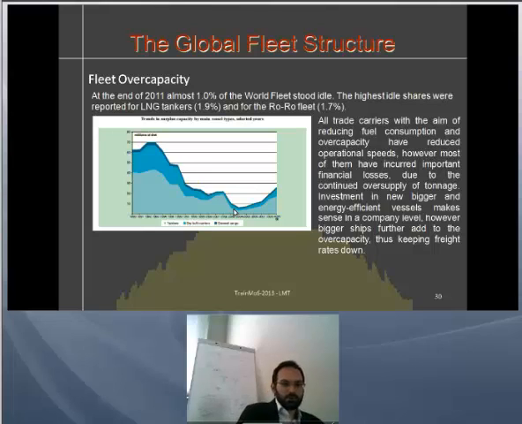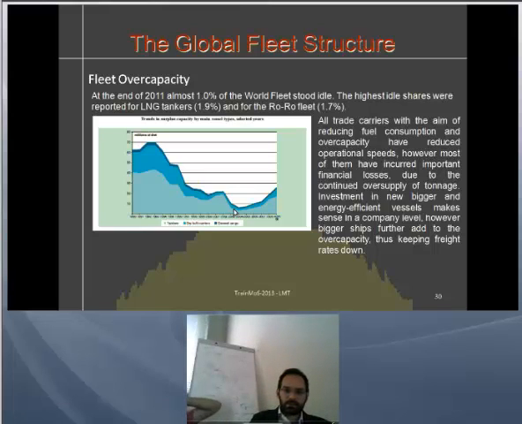So due to the discussed overcapacity and the very high fuel consumption, all trade carriers now aim to reduce their fuel consumption and also the general overcapacity in the market by reducing their operational speeds. However, most of them have incurred very important financial losses due to this continued oversupply of tonnage over these years.